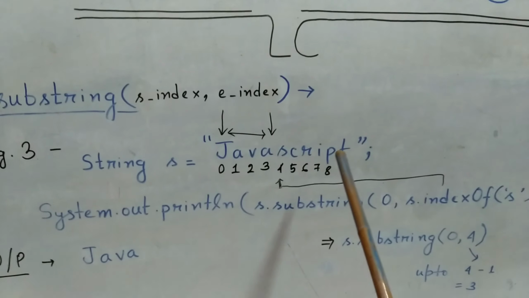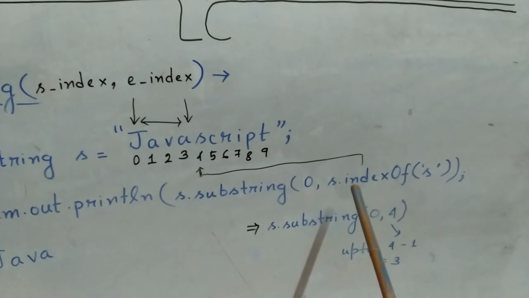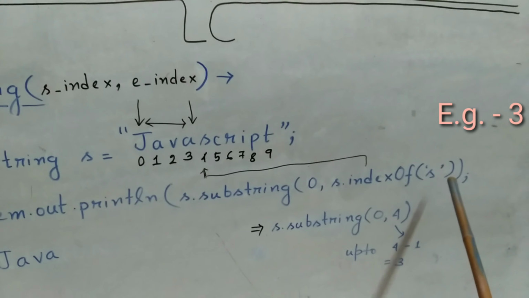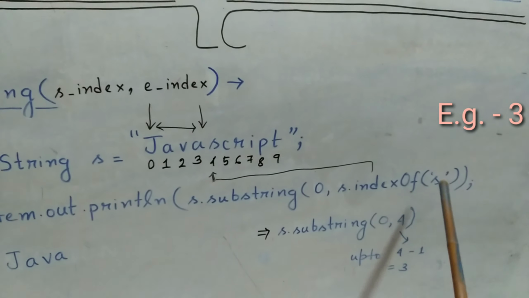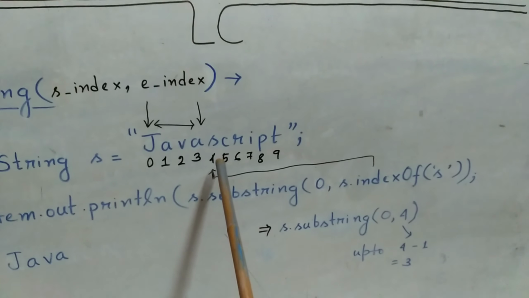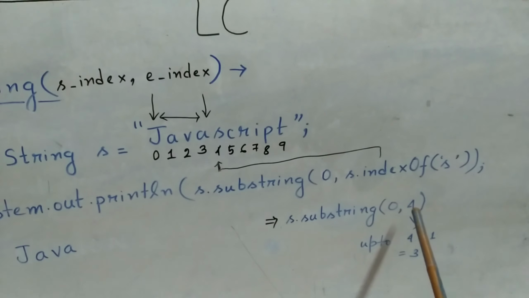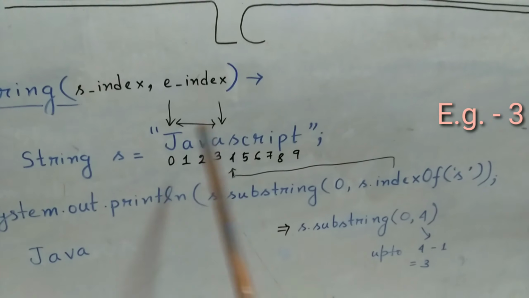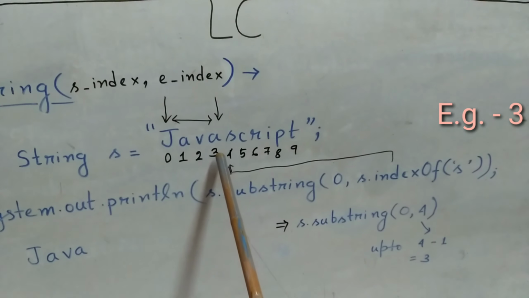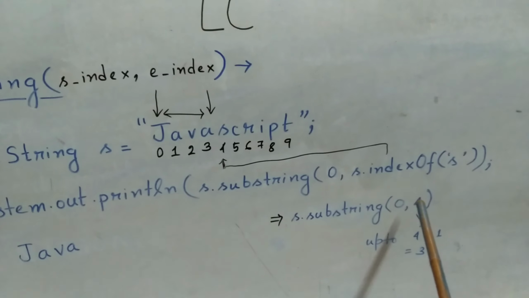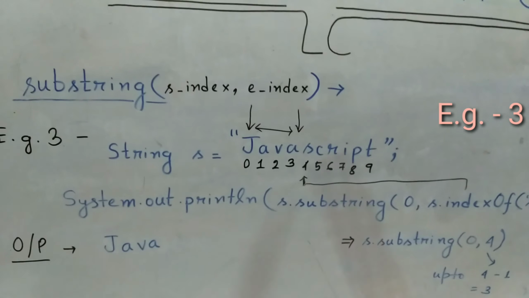String S equals to "JavaScript", S dot substring within parenthesis 0, S dot indexOf('S'). Well, S dot indexOf('S') would return 4 since the character S is present at the index position 4. Now, S dot substring(0,4) would start extraction from the index position 0 and continue up to the index position 3. Since the last index position is always excluded, hence the output would be Java.